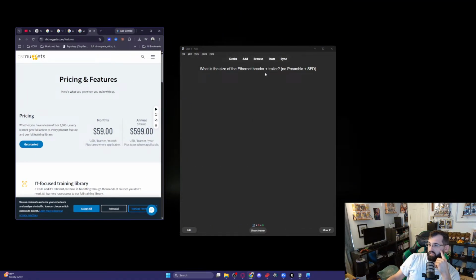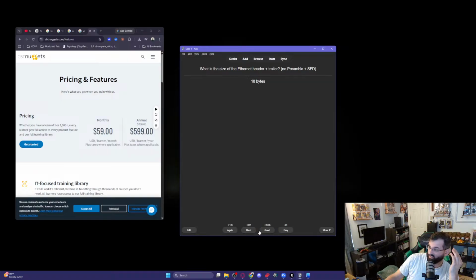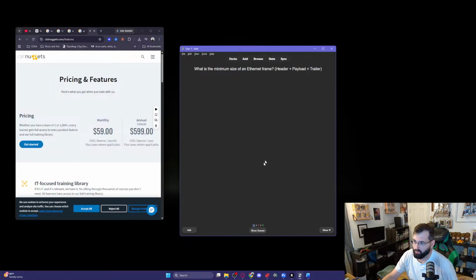All right, what is the size of the Ethernet header plus trailer? No preamble. 48? 18. Oh, because no preamble. Yeah, I'm gonna have to go back and relook at some of this stuff. Okay. Yeah, we're gonna do it again. What is the minimum size of the Ethernet frame?